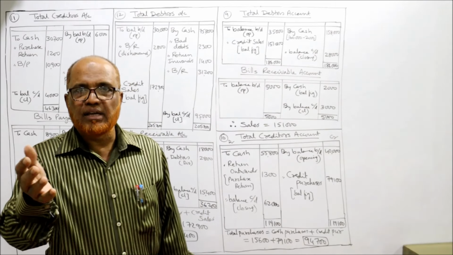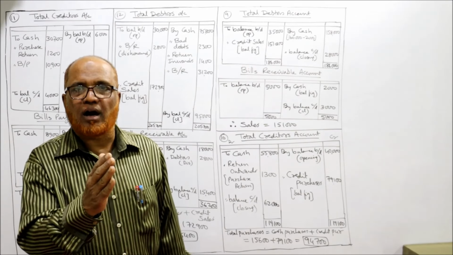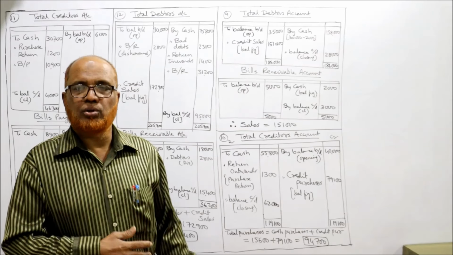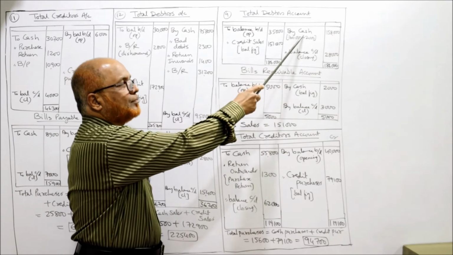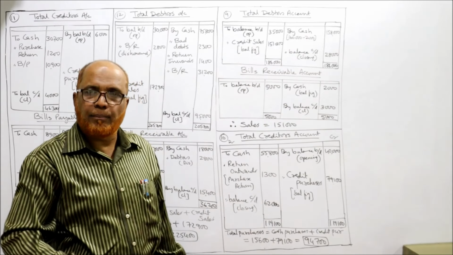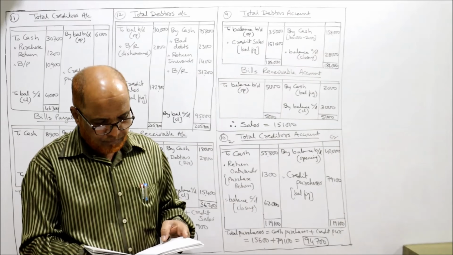What is the entry when we receive the cash from debtors? Cash account debtor to debtors account. So debtors account should be credited by cash. We'll see how much is the amount of cash received from debtors.